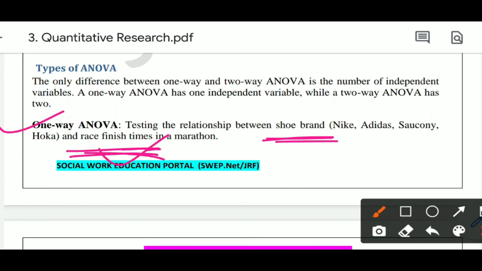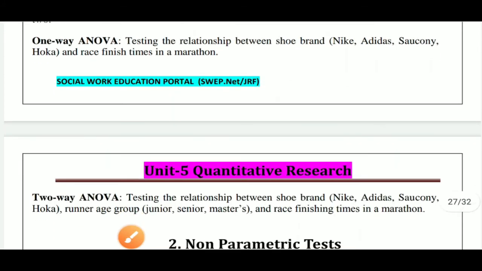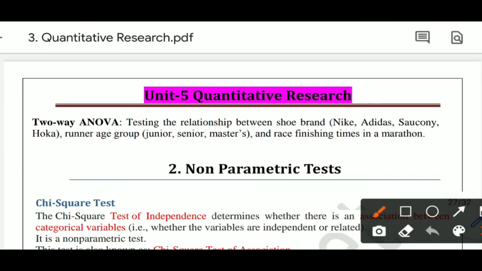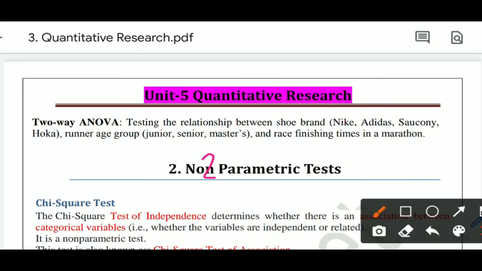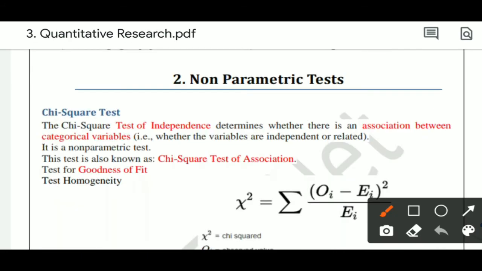Okay, now taking another example for the two-way ANOVA, where there are two variables, like the shoe brand and here also the race finish timing, and one variable is also added in the two-way, that is the age group. Like junior, senior, and master. So you can see here the two independent variables. So here we use the two-way ANOVA test, and we find out the relation between the different variables.